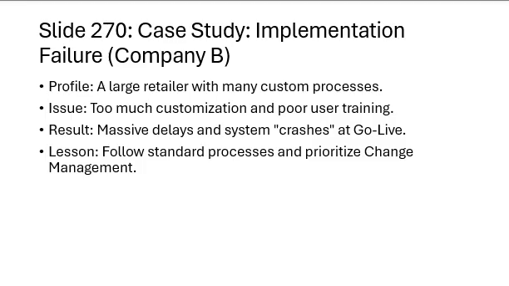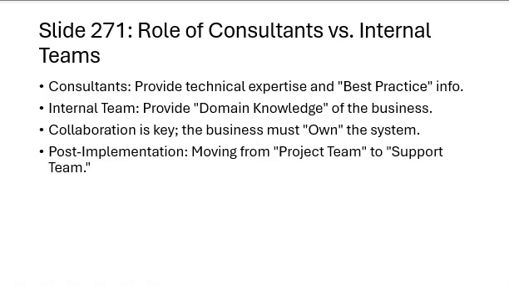Okay, and then we have the second case study, the implementation failure. Okay, so company B is a large retailer with custom processes. The issue was excessive customization and poor training. The results caused massive delay and system crash. So lesson learned, follow standard process carefully. Change management must be prioritized during the ERP. And the failure will highlight the risk of ignoring best practice.